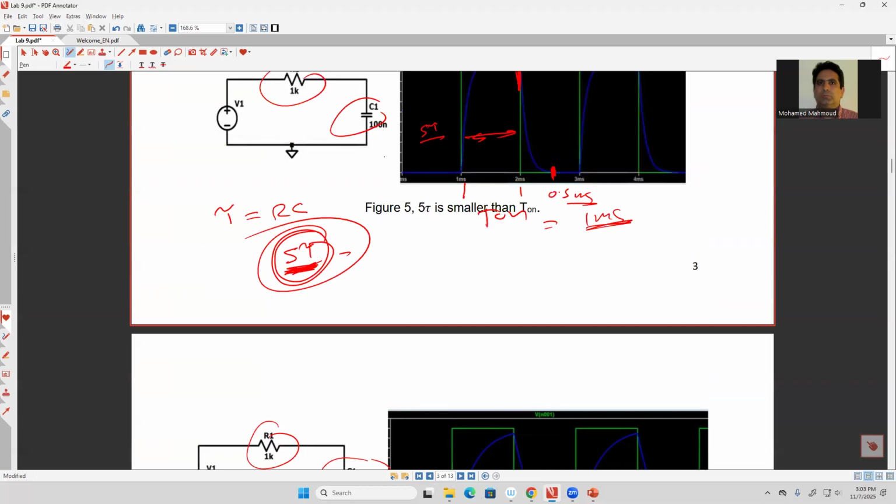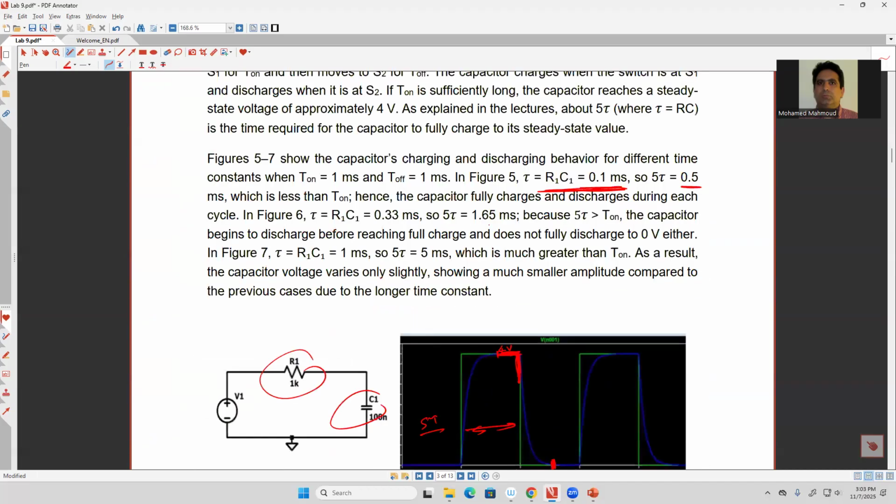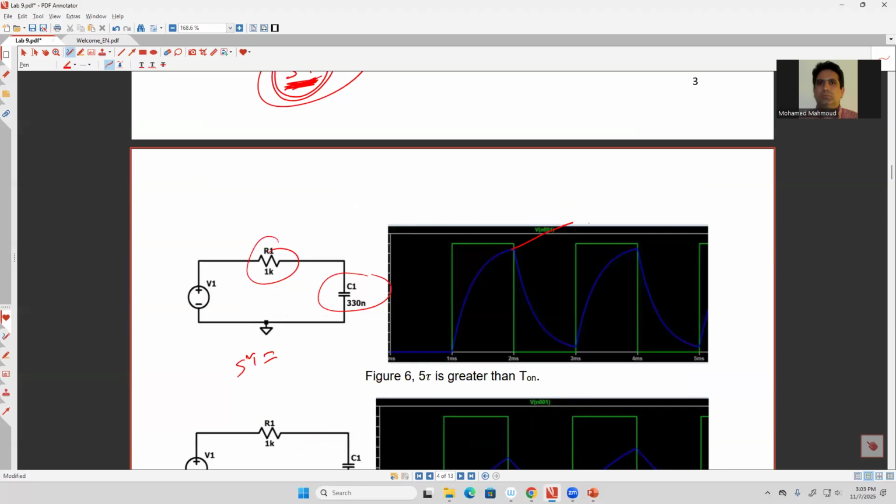Again, we are comparing this time here with 5 tau. Okay, so in the second case, 5 tau is 1.665. That means I need 1.65 milliseconds in order to reach a steady state. However, the signal here is only one millisecond. So it has to take more time to reach 4 volts. That's why the voltage here is not 4 volts, because it needs more time, okay?